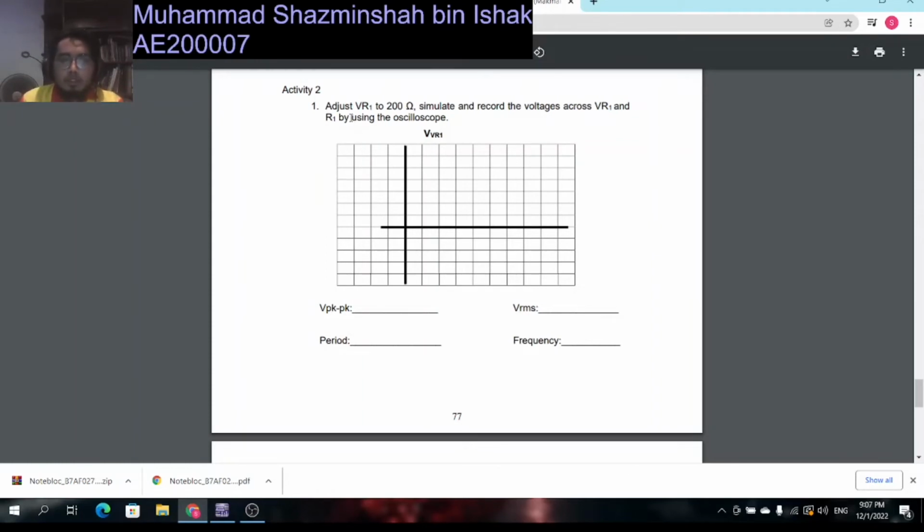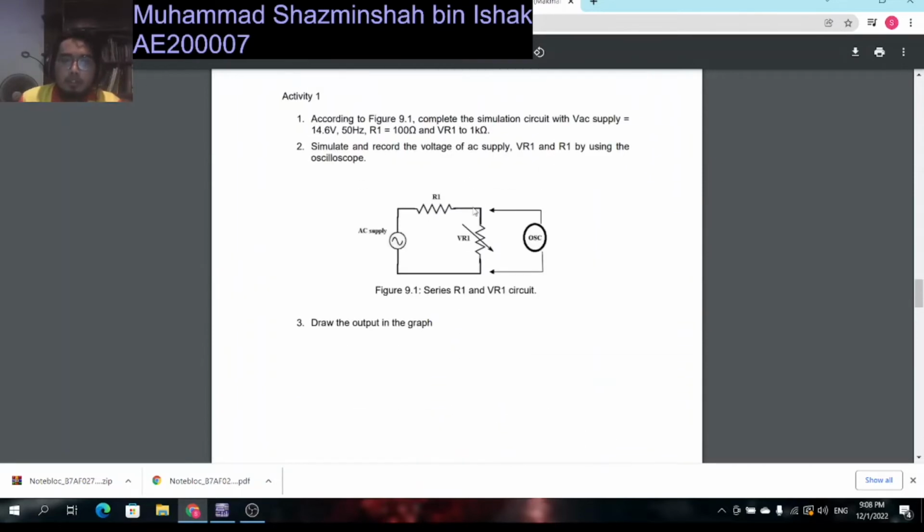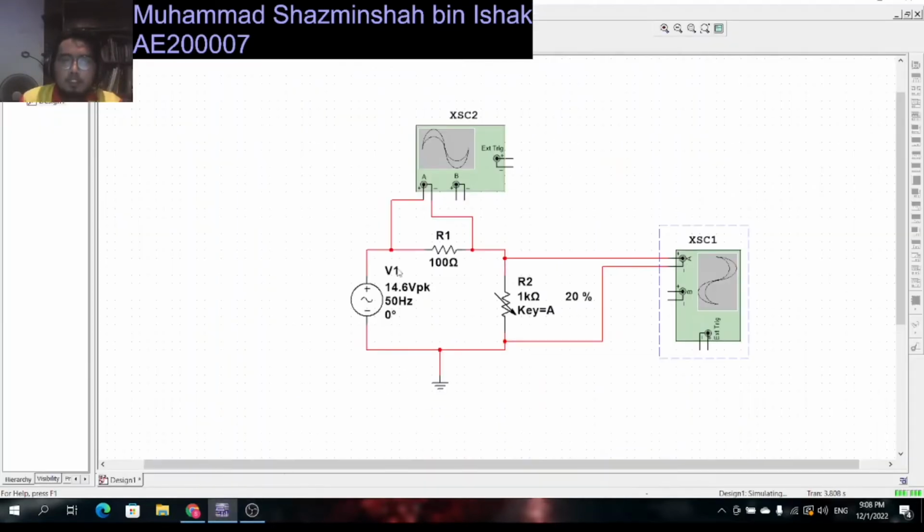I'm going to present to you about activity 2. The procedure is to adjust VR1 to 200 ohms, simulate, and record the voltage across VR1 and R1 using an oscilloscope. We are using the same circuit as activity 1. This is the simulation circuit that I created. We only measure the resistor and the variable resistor.